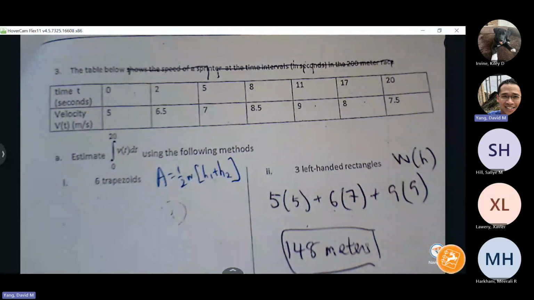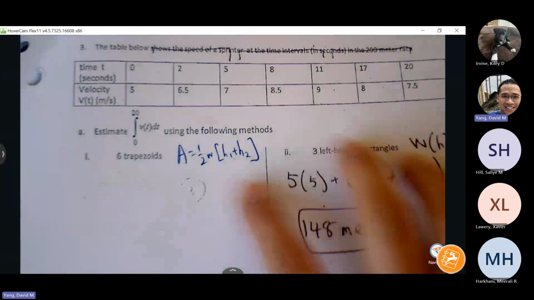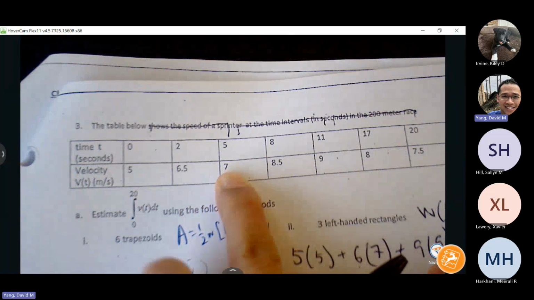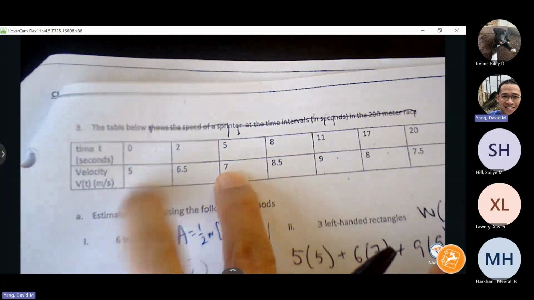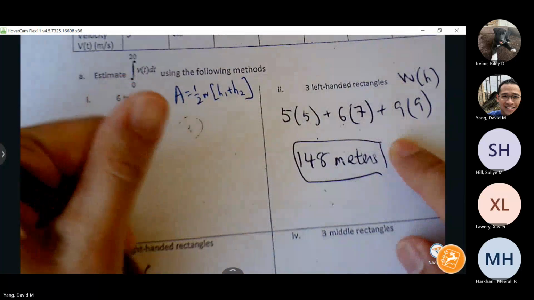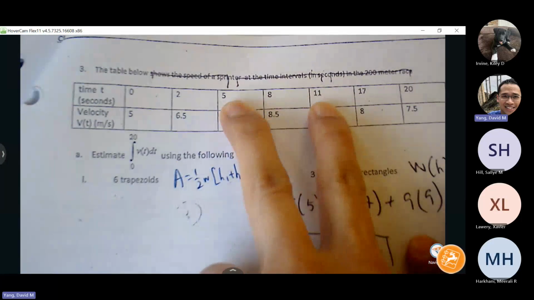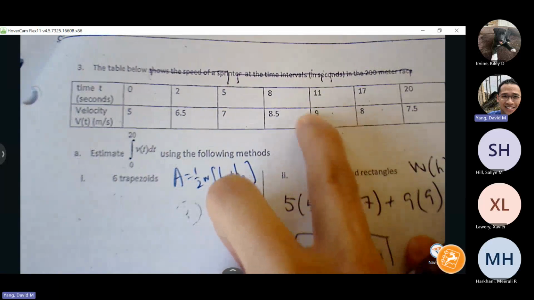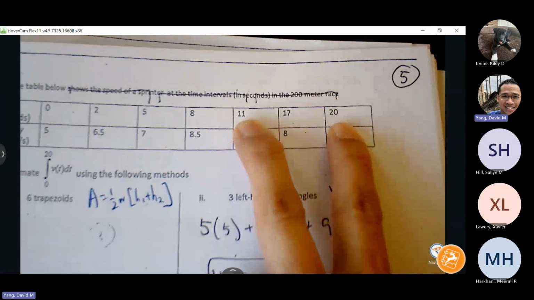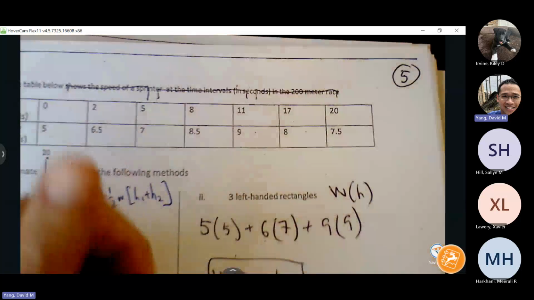Okay, so three right-handed rectangles. This is also extending from one end of the table to the other. So it looks like my width is going to stay the same, the same subintervals there. Now I'm just picking the right endpoint of each subinterval, the height on the right. So first rectangle is going to be a height of 7. Okay. Second subinterval, width of 6, height of 9. This is a right-handed rectangle. A third rectangle, width of 9 and height of 7.4.